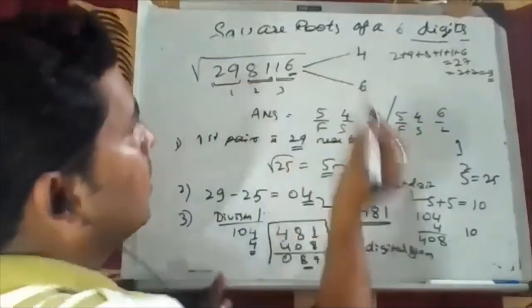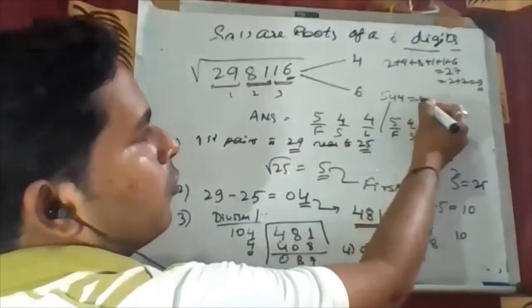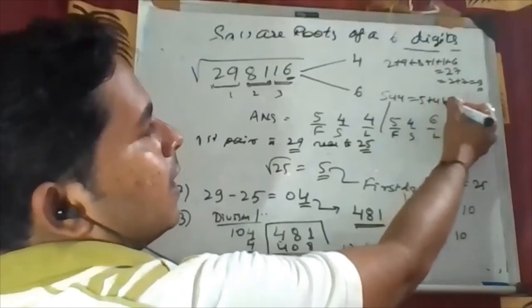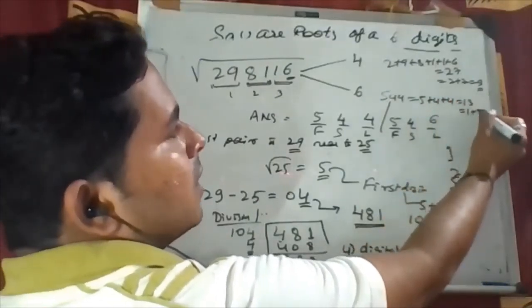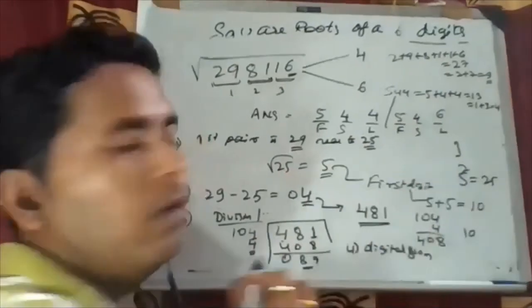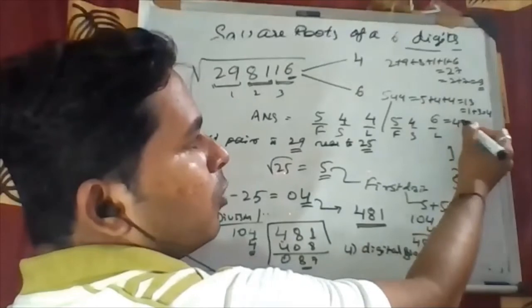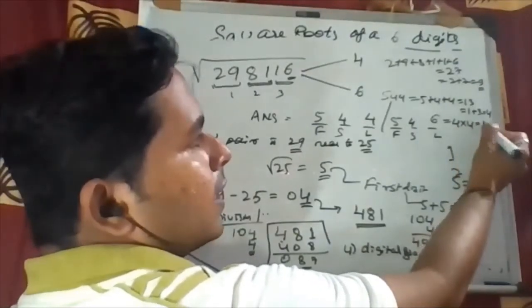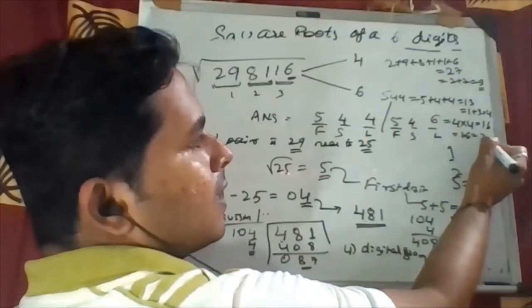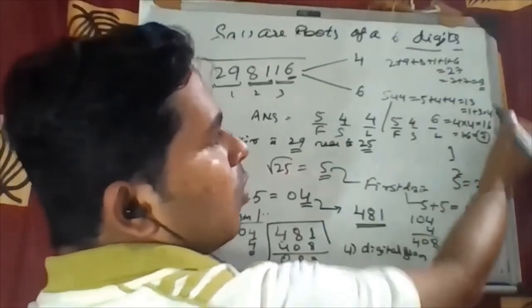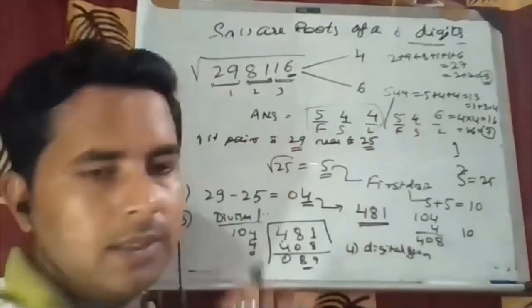Now I'll take this one, 544. 5 plus 4 is 9, 9 plus 4 is 13. So 13 can be done as 1 plus 3 equals 4. Then you multiply 4 with the same 4 and you get 16. So 16 can be done as 1 plus 6 is 7. So this 7 is not matched with 9, so this is not your answer.